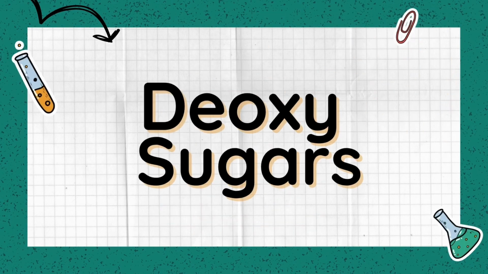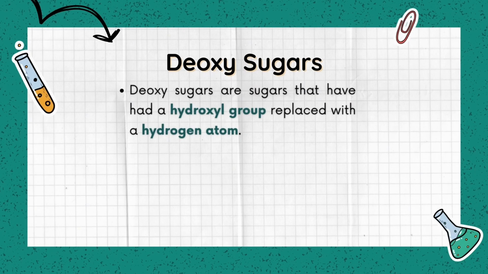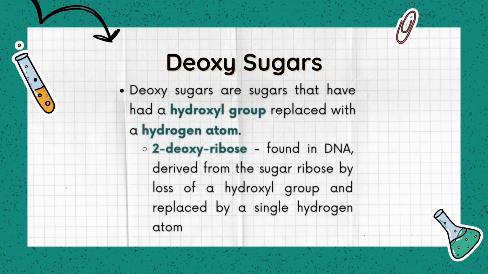Last but not the least, we have deoxy sugars, which we mentioned earlier. This involves sugars that have had a hydroxyl group replaced with a hydrogen atom. An easier way to visualize it is in taking the name itself, deoxy, meaning removing an oxygen atom from the hydroxyl group, so we're left with a single hydrogen atom. A good example of this, I'm sure you're all familiar with it, is deoxyribose or 2-deoxyribose. This sugar is most notable for its presence in DNA or deoxyribonucleic acid. Looking at its structure, deoxyribose is derived from the pentose sugar ribose by the loss of a hydroxyl group and replacement with a single hydrogen atom.